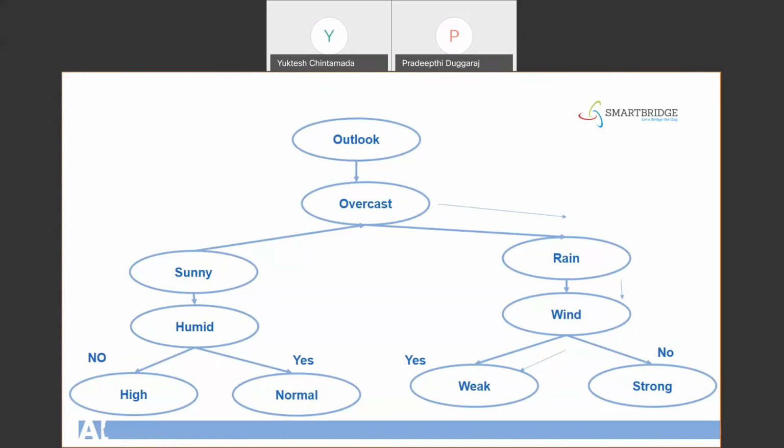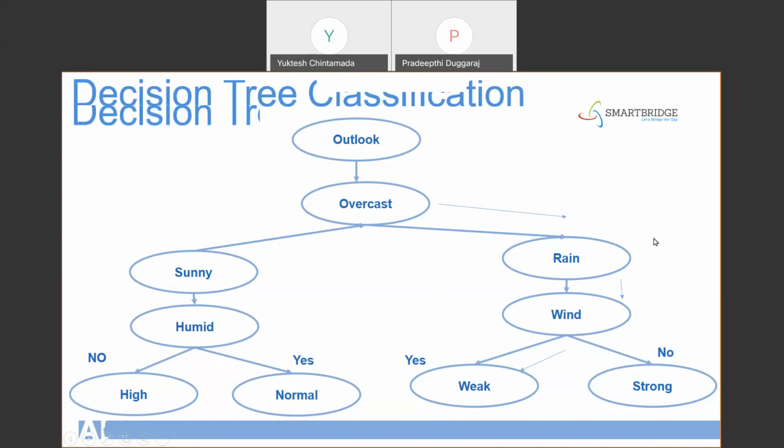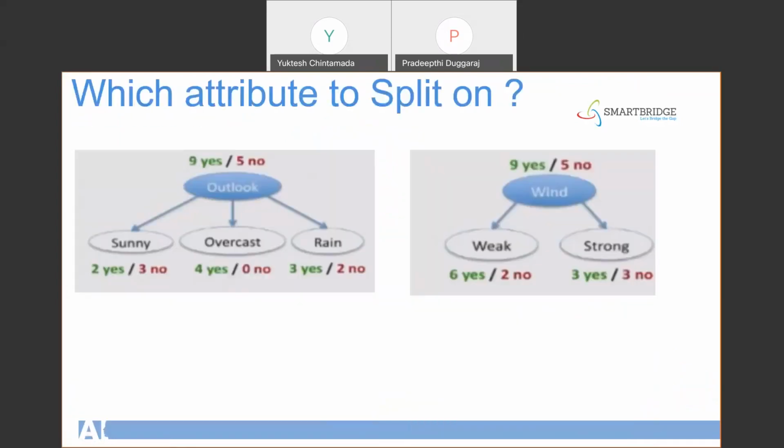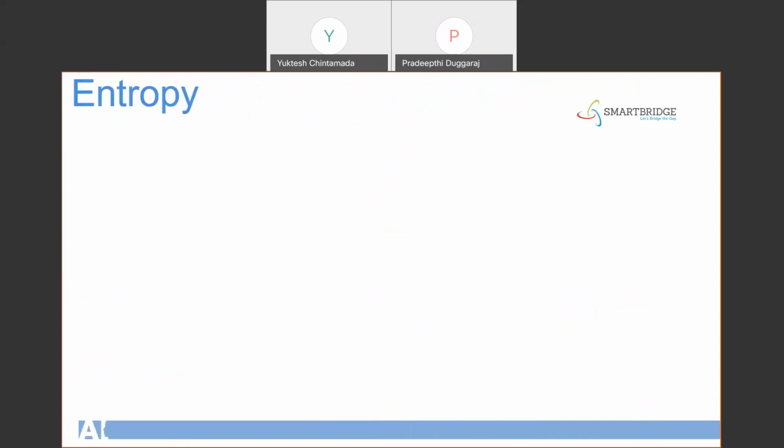Now the question arises: why do we have to split the data set only on outlook? Why can't we split the data on wind or humidity? This is purely based on entropy. Entropy is considered as the randomness or disturbance in the data.